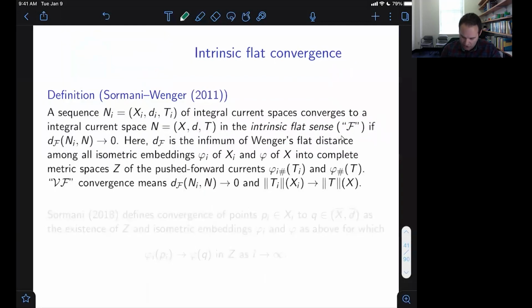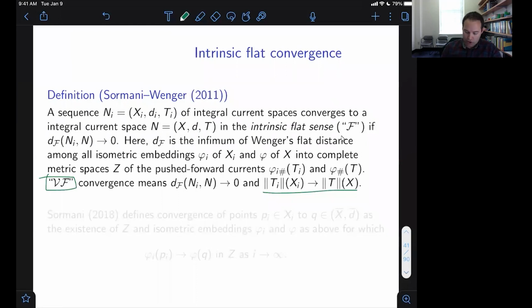In general, you can have mass drop, for example, through a cancellation effect, but you can have an additional requirement of volume preserving. So if the total masses are preserved, then we call that VF convergence. Okay, this is the type of convergence that was used in that semi-continuity of eigenvalues theorem, for example.